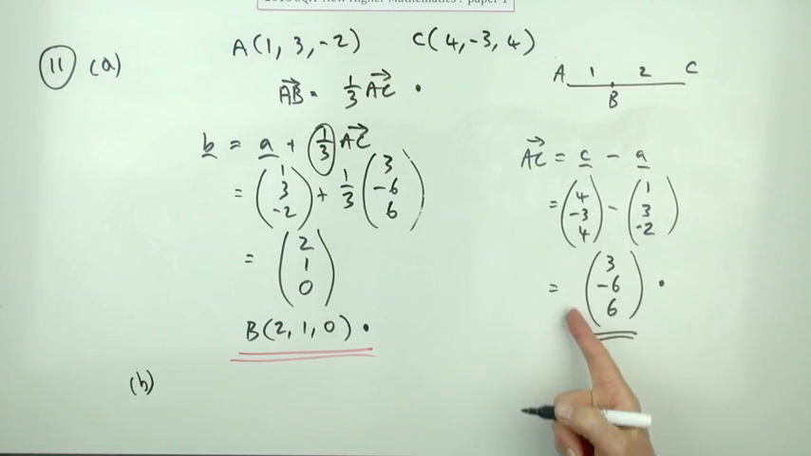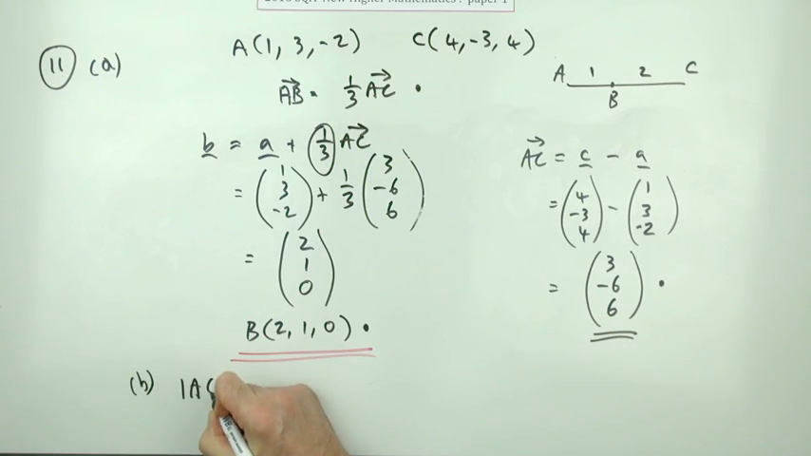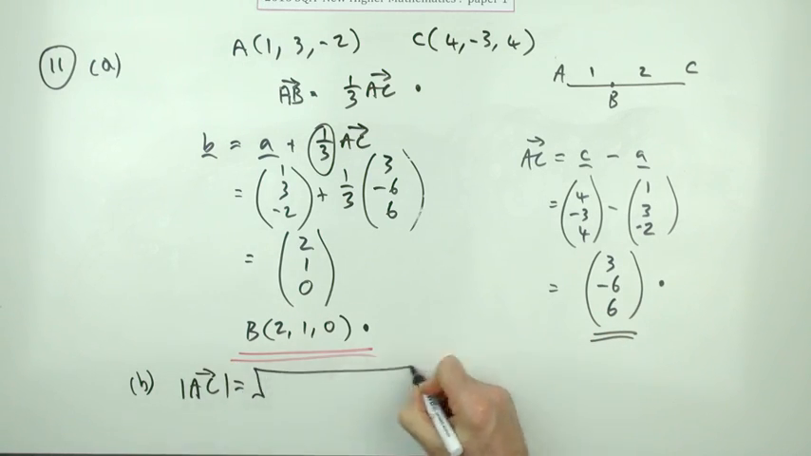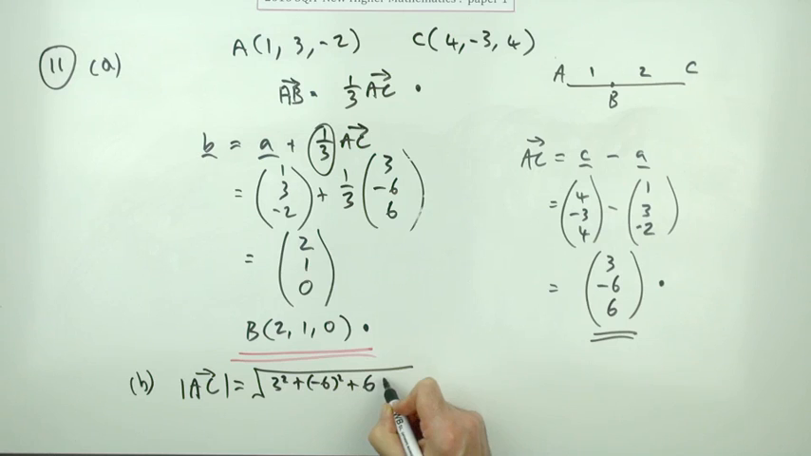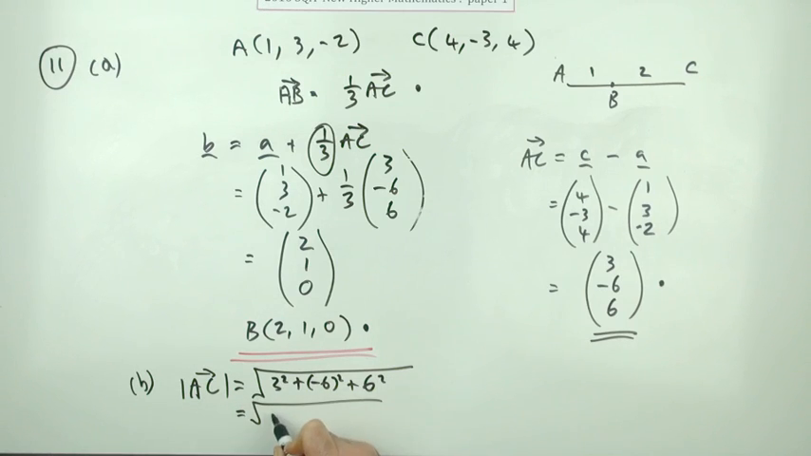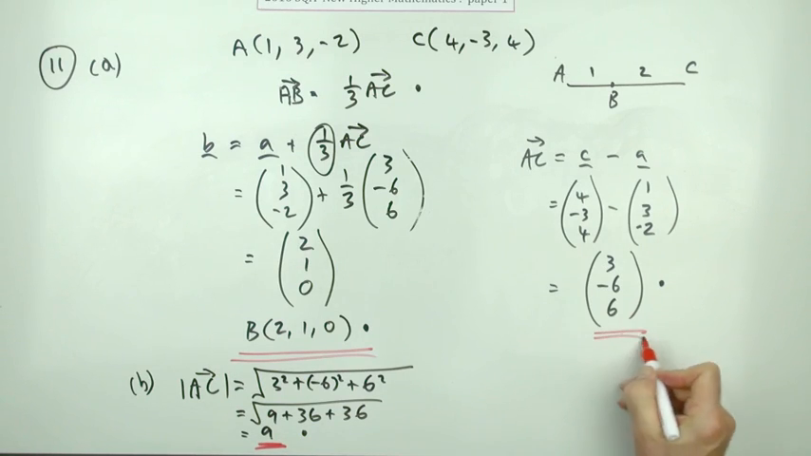Now that obviously has got a magnitude more than 1, so I'll find the magnitude of AC. Magnitude of AC will be, that's just the Pythagoras in those 3 numbers. So it'll be the 3 squared, the -6 squared, and the 6 squared. That's 9 and 36 and 36. 72, 81, square root of 81 is 9. That gets you a mark. The magnitude of AC is 9.